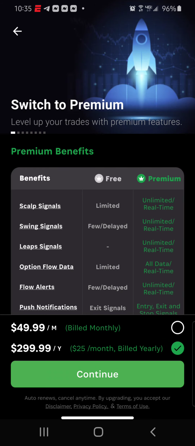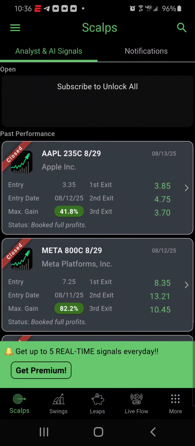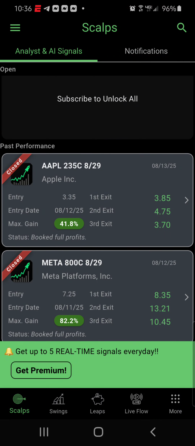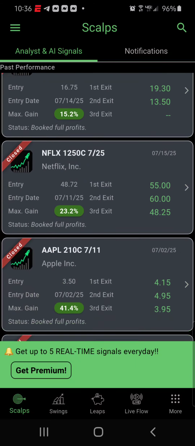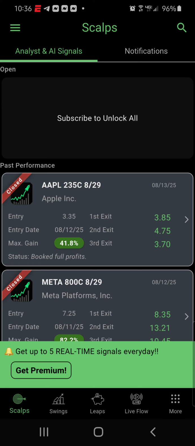You can buy it, or you can use the free version. This is the free version. It says subscribe to unlock. If y'all want to just test it out for free, you can, but I think the only thing is you get the signals a little later. I'm not quite sure, but you get them, but you can't see all of them. You know what I mean? Yeah, all these say it's closed, but okay. At the very bottom, it says scalps, swings, and leaps.